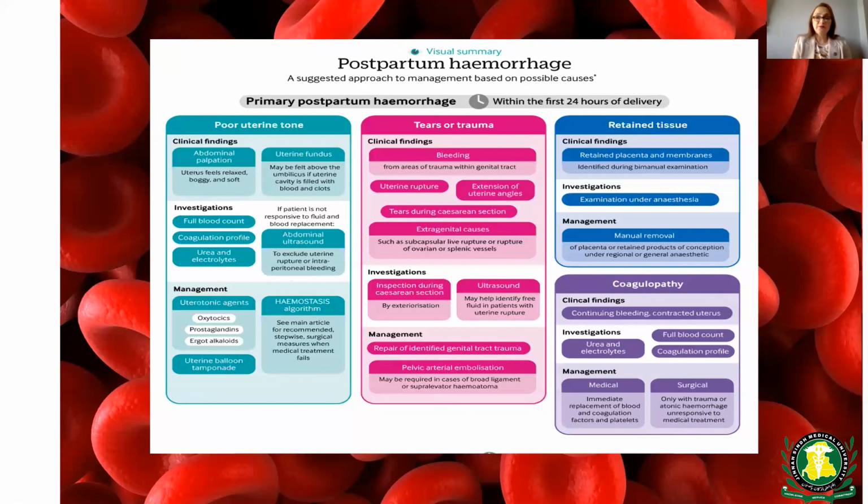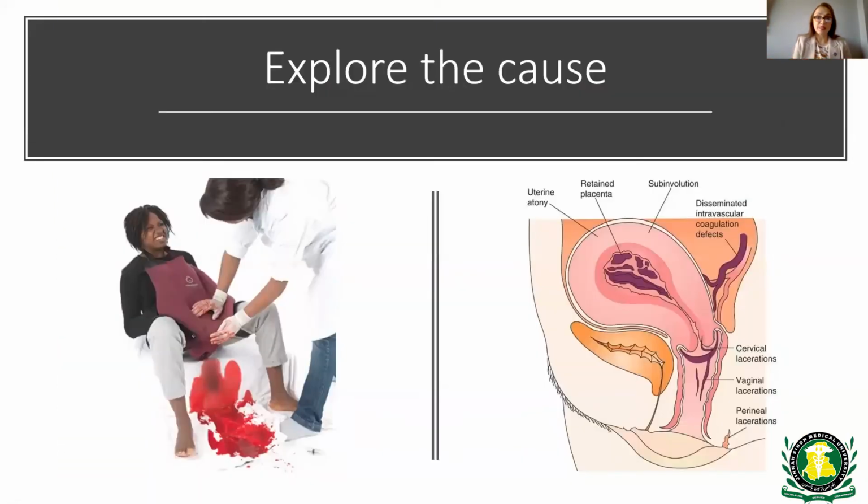So this is sort of a visual summary about postpartum hemorrhage, primary postpartum hemorrhage within the first 24 hours. So again, explore the cause. Is it an atony? Is it a retained placenta? Is the uterus involuted or not? Are the vessels okay? Is she not going into DIC? Are there any cervical lacerations? Are there any vaginal lacerations? Or are there any perineal lacerations? So assessing the patient yourself is very, very important.